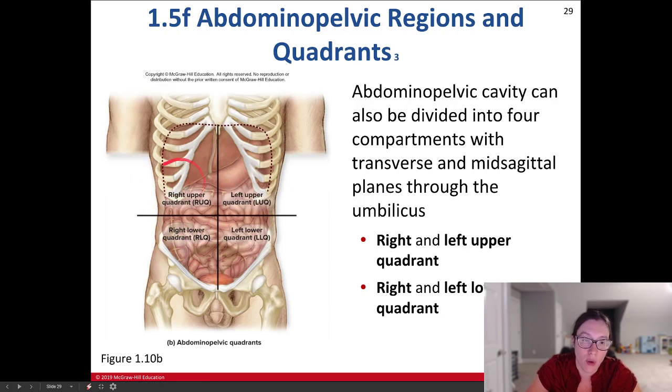So we have our right upper quadrant, right? It's got the liver and the gallbladder. Our left upper quadrant has more of the stomach in it. The left lower quadrant is going to have your left ovary and such if you are a female. The right lower quadrant is going to have the right ovary and stuff. We also have the appendix over here. And this part right here goes right through the umbilicus. So it is divided with a mid-sagittal and a transverse plane right through the umbilicus.